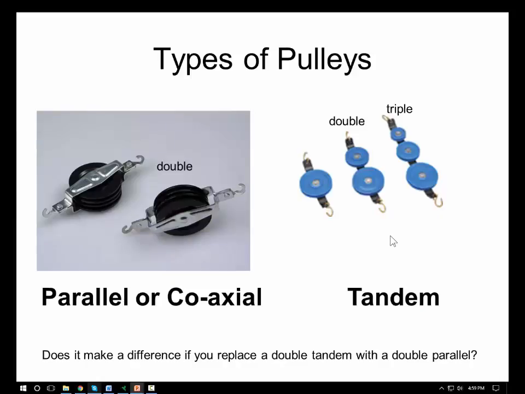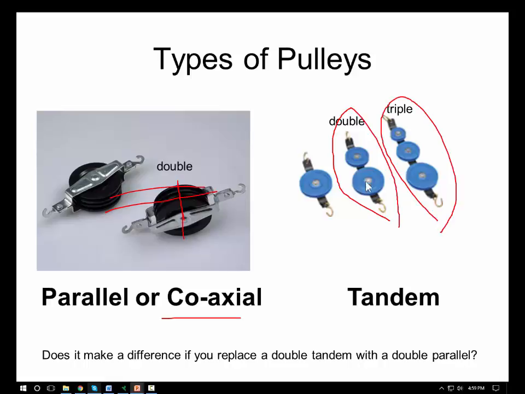These pulleys can also be doubled up in various ways. You can see these are actually on the same axle, and they're doubled up, which we call coaxial, or they're parallel to each other. So we've got two in a parallel situation. But we can also double them up in this situation, or triple them, in tandem, as we call this.